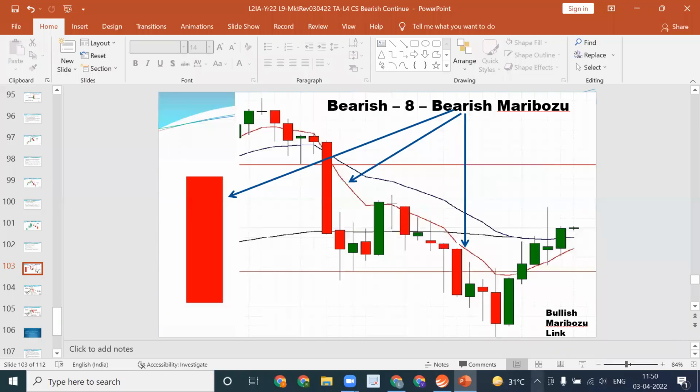Let us see some on the stocks. Okay, one more I will show you before I go there.